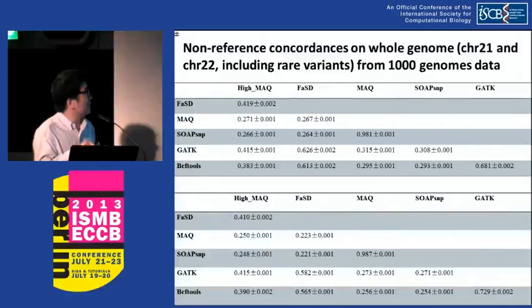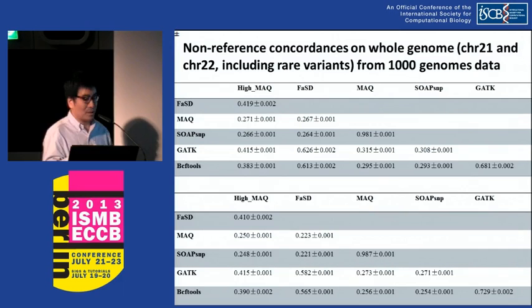Overall, you can see that, of course, the concordance rate dropped compared to the previous slide, but still, relatively, our program performed very well, both on chromosome 21 and 22, because these two chromosomes have different GC contents. That's why we selected them.